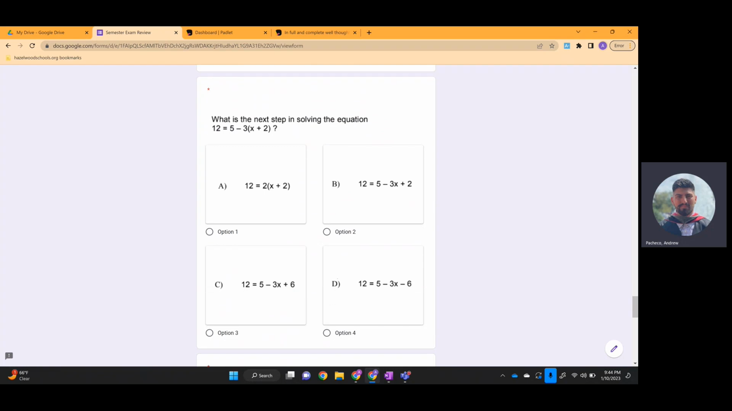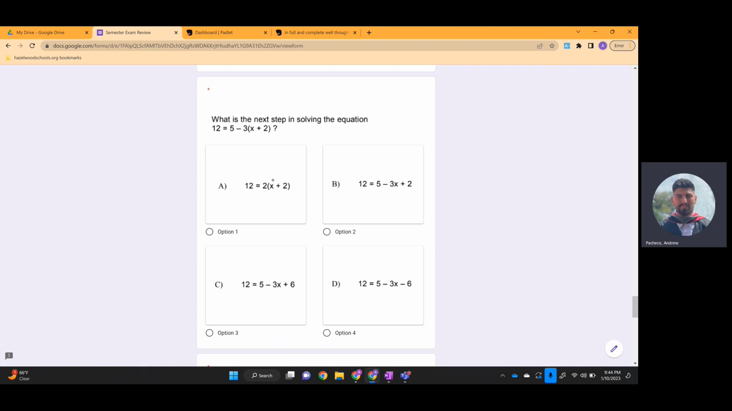Next one says, what is the next step in solving the equation 12 equals 5 minus 3(x plus 2)? So what is the next step? The next step would be to distribute inside that parentheses. So -3 times x, -3 times 2.